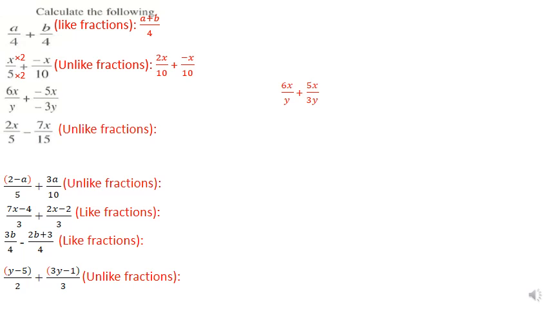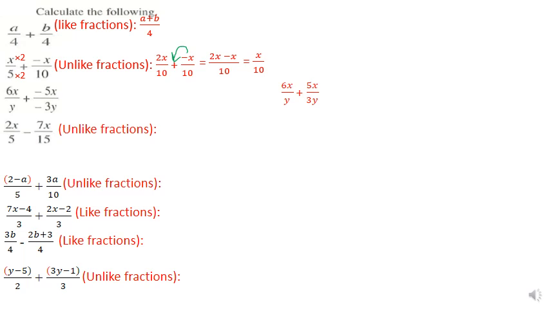Can I add the numerators? Yes, because they are like terms. 2x and x are like terms. So 2x plus minus x, as if I'm doing 2x minus x. So it's x over 10. Do you still remember when I told you that you can put the minus on the line? That's what we did here. I told you that you can put the minus on the line, so it becomes 2x minus x, which is x over 10. Now here we have 6x over y plus minus 5x over minus 3y.